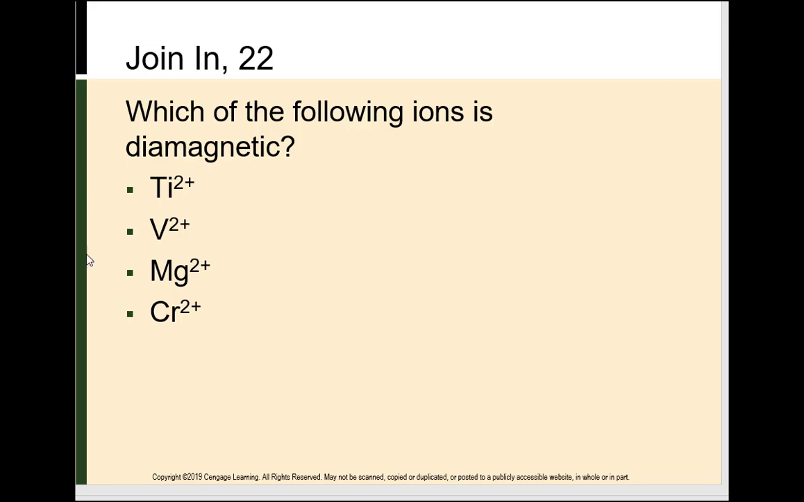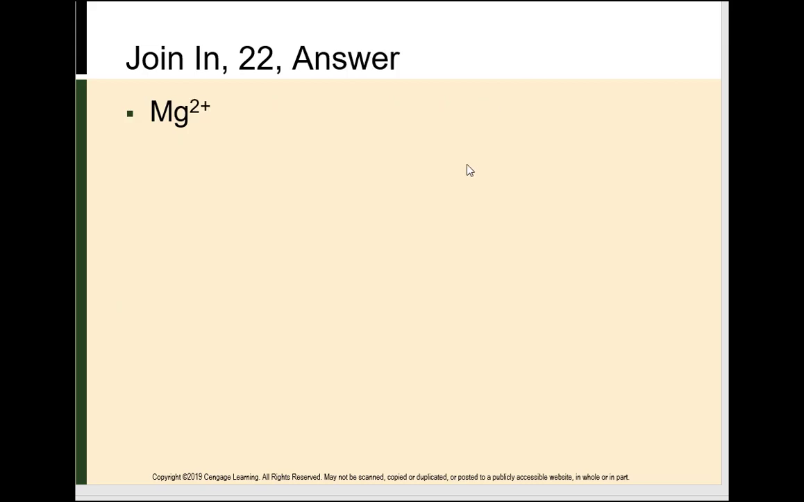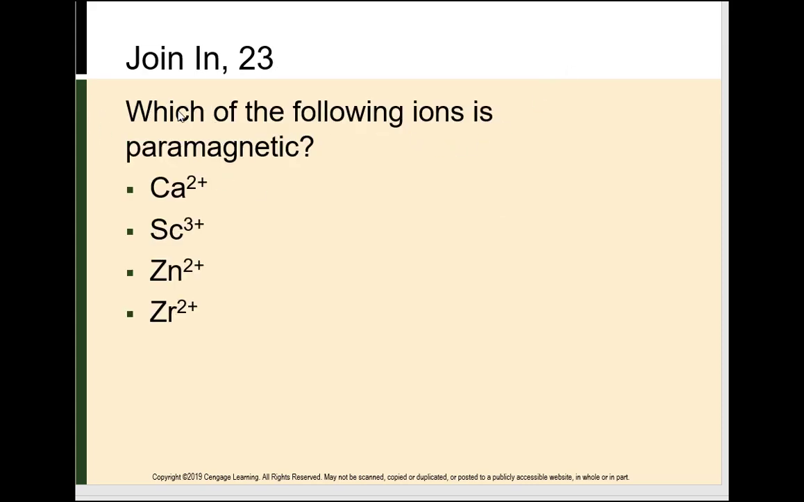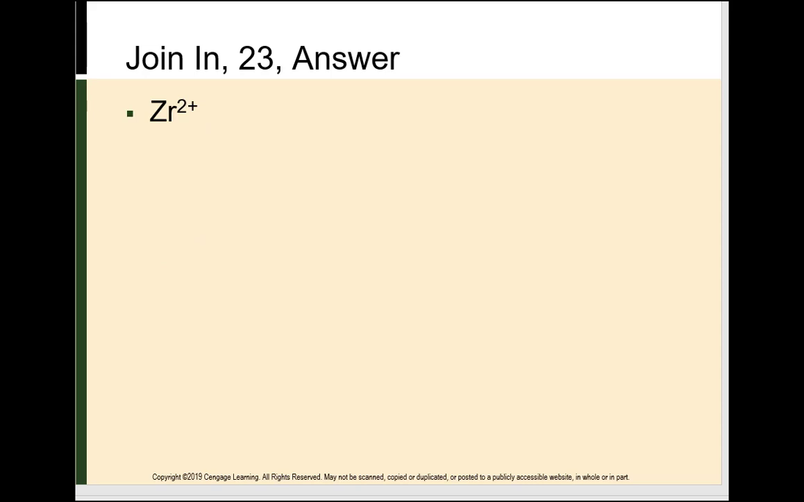We will need to draw these orbital diagrams as well to see which of these is diamagnetic. There is one answer. Which one of these is diamagnetic? Meaning there are no unpaired electrons. And the answer would be magnesium 2+, because magnesium losing 2 electrons gives it the configuration of a noble gas. Noble gas has all paired electrons. How about this one? Which of the following ions is paramagnetic? So there would be at least 1 unpaired electron. So we'll need to draw. And hopefully you got zirconium 2+.